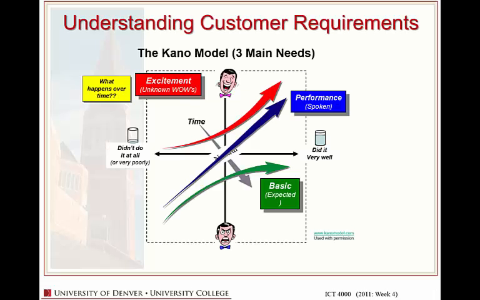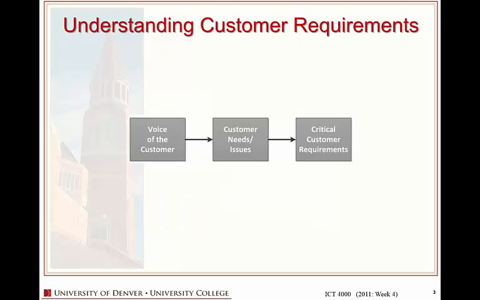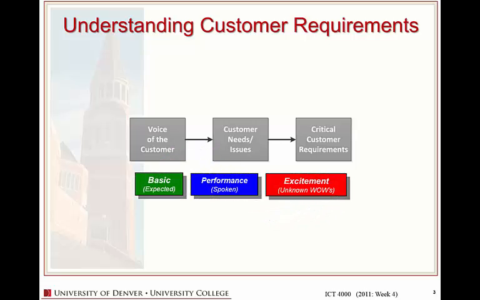We understand the customer requirements by applying the Kano model. What we've essentially done is that we've taken the voice of the customer and then articulated the customer's needs and issues. And again, those come in the form of basic, performance, and excitement needs. From there, we develop the critical customer requirements, the jobs to be done, if you will.